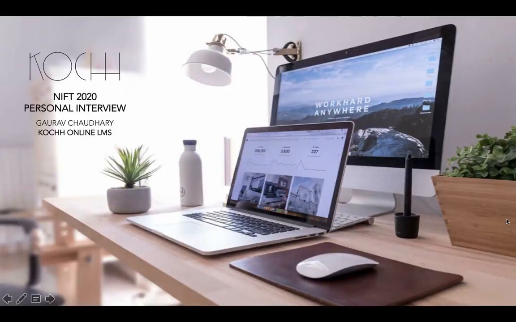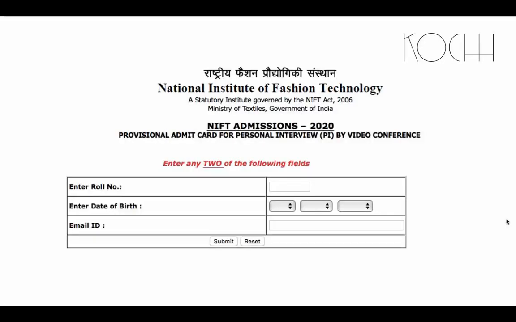Good evening, everyone. As you all know, NIFT has released the dates for PI 2020 and there is no group discussion this time. So I hope all of you have downloaded the admit card. You can visit the official NIFT website nift.ac.in, put in your credentials and download your admit card.